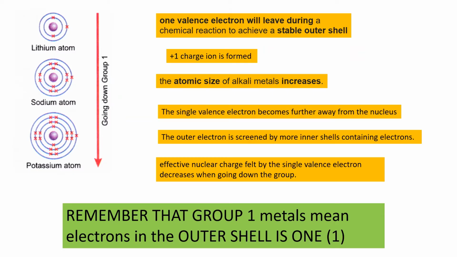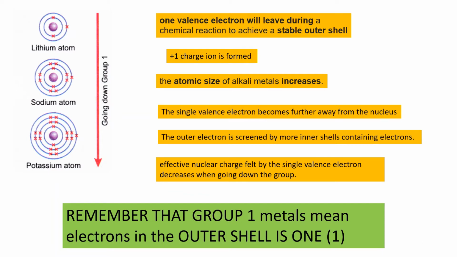Alright, so if we have a look at this slide here, we know that in group 1, that means that there is 1 electron in the outer shell. Group 2 means that there are 2 electrons in the outer shell, for example, and so on. So when one valence electron, valence means in the outer shell, leaves during a chemical reaction, why does that happen? Well, it happens because it wants to achieve a stable outer shell. And so when that electron is lost, the number of protons will be greater than the number of electrons. So therefore, the charge is +1.